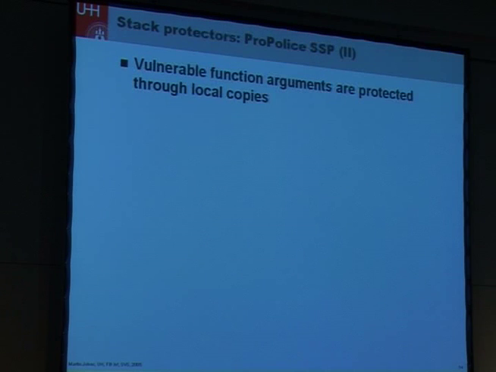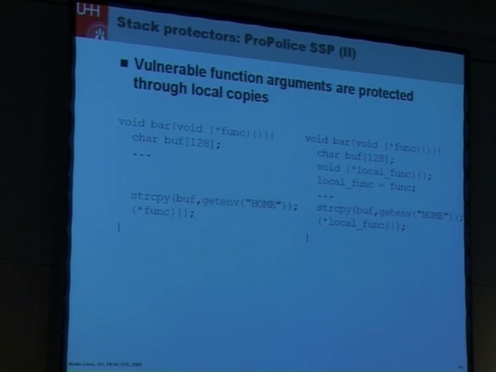So Propolis does protection of function arguments through local copies. If we have a function bar that expects a function pointer func as a parameter, without any protection, this function pointer can be overwritten by a buffer overflow of buff, and so func can point to anything we want func to point to. Propolis introduces a new local variable called local func, and the first thing it does is copying every function pointer argument of our program into this local copy. So the character buffer lies above this local func. If we have a buffer overflow that is overflowing buff, the function parameter func is still overridden, but at a point of time where it doesn't have any significance anymore, because in the rest of the program, local func is used instead. So this attack doesn't work anymore.